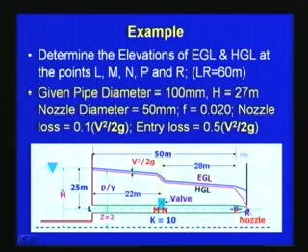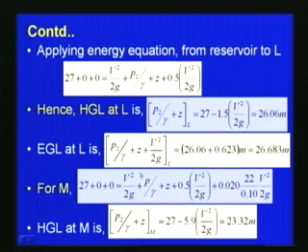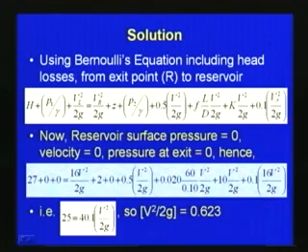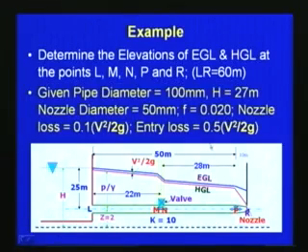So we will apply with respect to the reservoir and the entrance location L here. If we apply Bernoulli's equation from the reservoir to L, in a very similar way as we discussed in the previous case, the total head at the reservoir is 27. The atmospheric pressure, so here P1 by gamma is 0, and the velocity head at the reservoir is 0. At location L, there will be the velocity head V square by 2g, P2 by gamma is the pressure head, Z is the datum head, and then we have 0.5 V square by 2g as the entry loss.